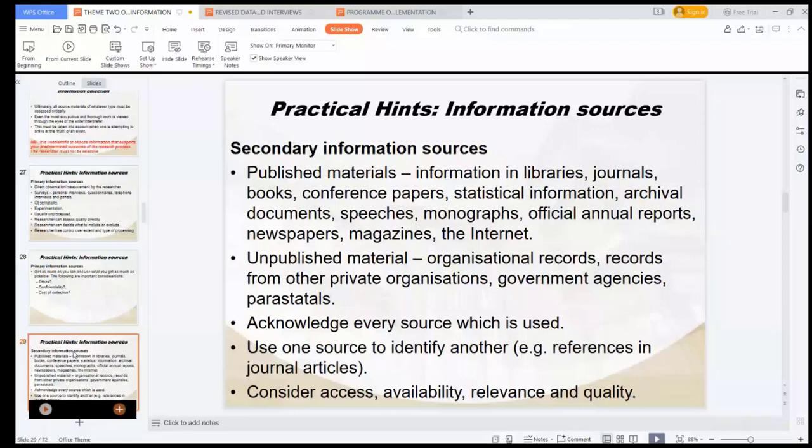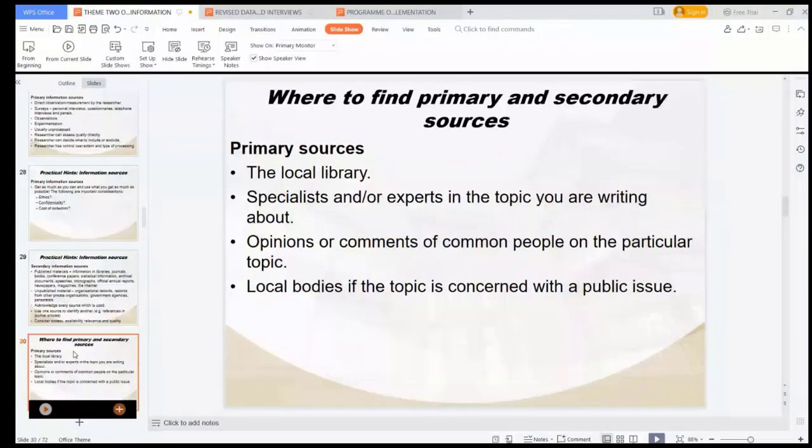Where do we find primary and secondary sources? Now let's start with primary sources. We find them from the local libraries. We also find them from UNISA libraries or the municipal libraries. They are from specialists and experts in the topic you are writing about. Specialists have this information. Opinions or comments of common people on the particular topic.